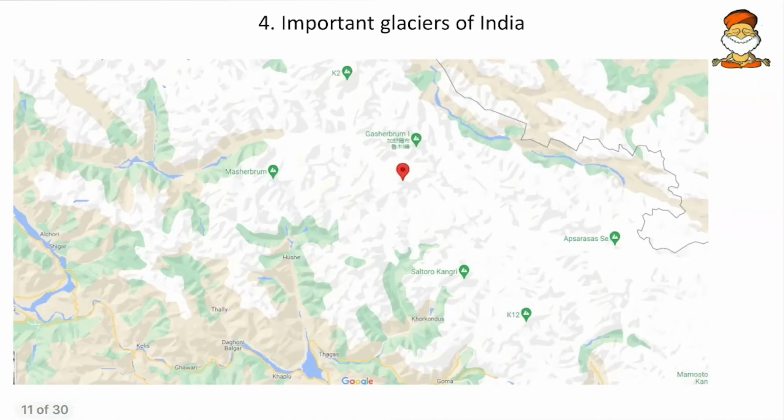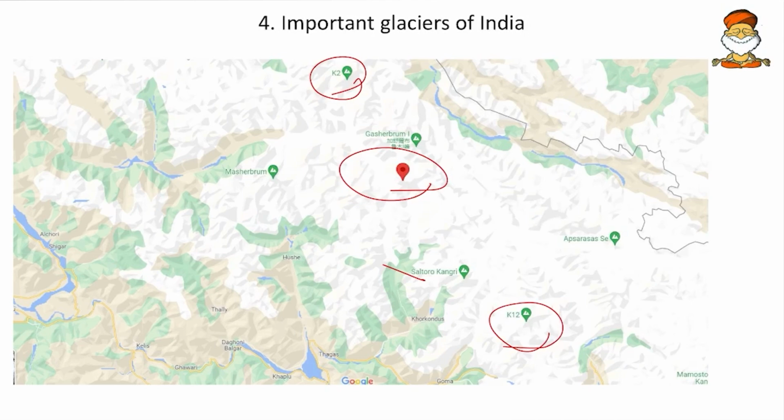And then come to next, the Baltoro glacier. Very near to Baltoro, we have the Saltoro Kangri, and then we have Mount K12, so that we locate here. And apart from that, K2 is just above. So if K2 is here, Siachen will be very near to Baltoro. And here we can also locate Shigar and other places.